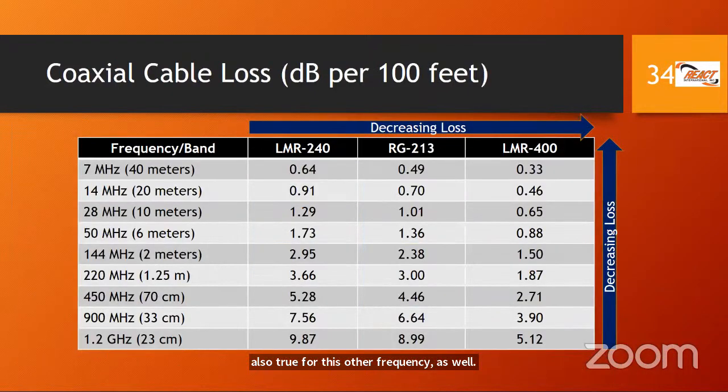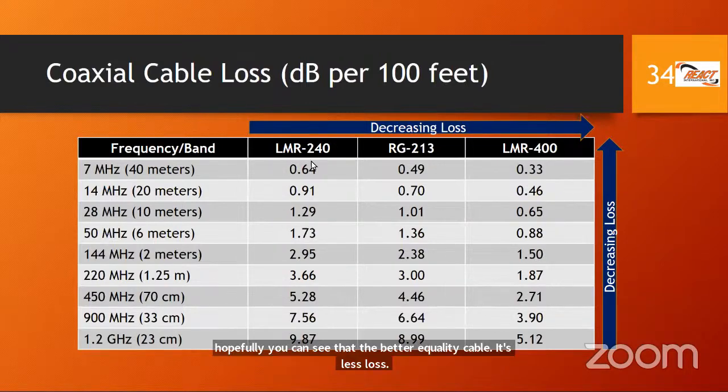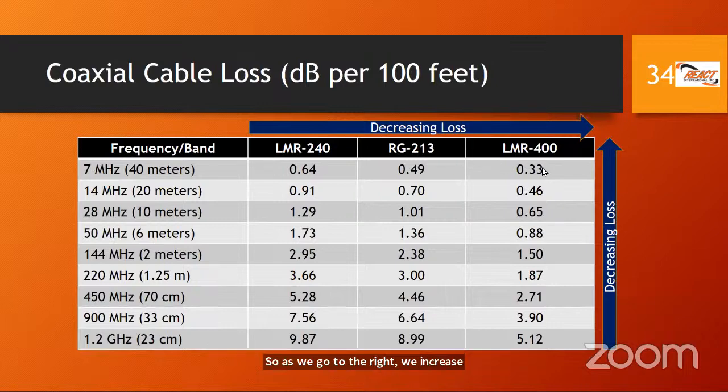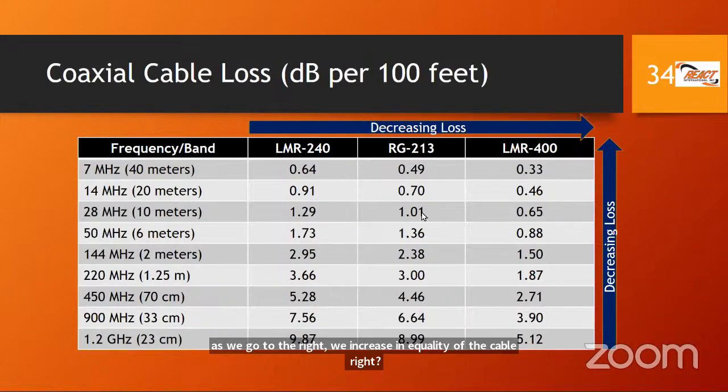So this table here, you do not need to learn, you do not need to know it for the exam. However, this is just given to you as a reference for the frequency bands that amateurs use, some of them, and some different types of cables. Again, you don't need to learn this for the exam, but hopefully you can see that the better the quality cable, the less loss. So as we go to the right, we're increasing the quality of the cable, right? So better quality cable, less loss.